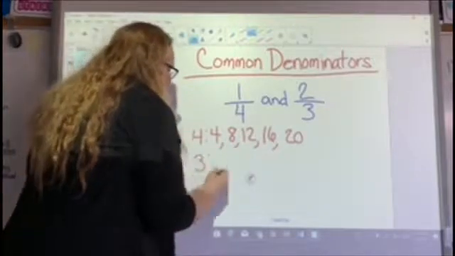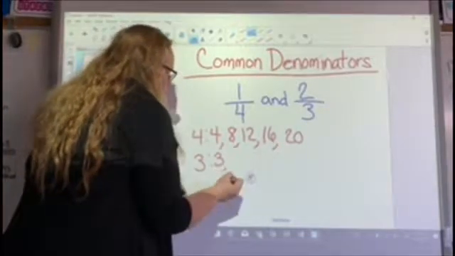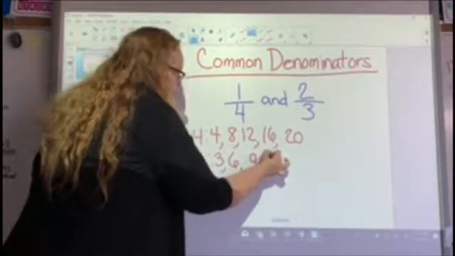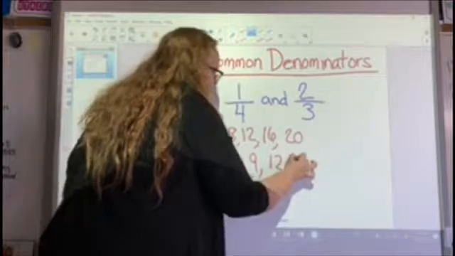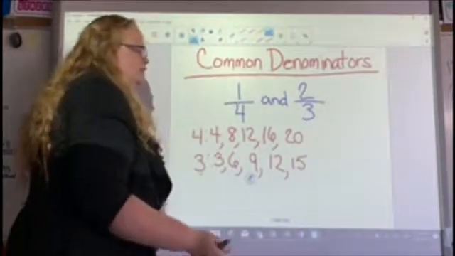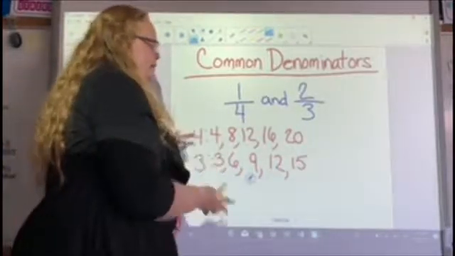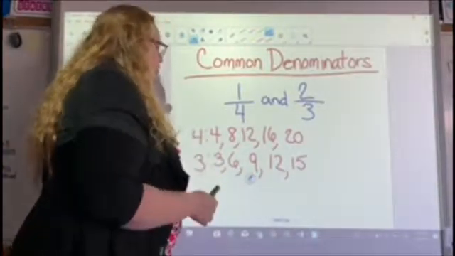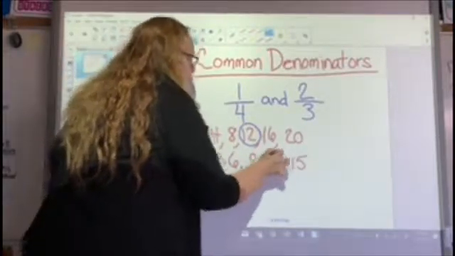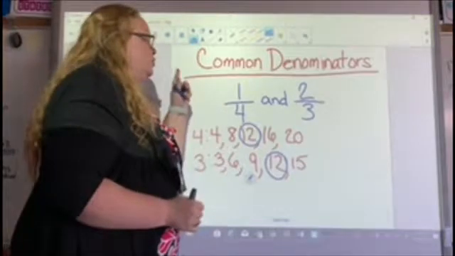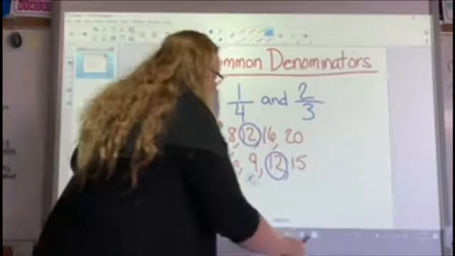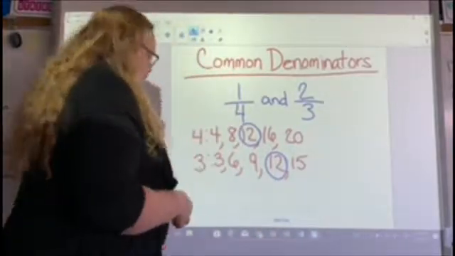So let's do 3. 3 times 1 is 3, 3 times 2 is 6, 3 times 3 is 9, 3 times 4 is 12, and 3 times 5 is 15. Now, just like with simplest form, we are going to find the common ones, the ones that they both have together. So here we have 12 and 12. So that means we're able to bring this number to a 12 fraction and this number to a 12 fraction. So let's go ahead and work that out.